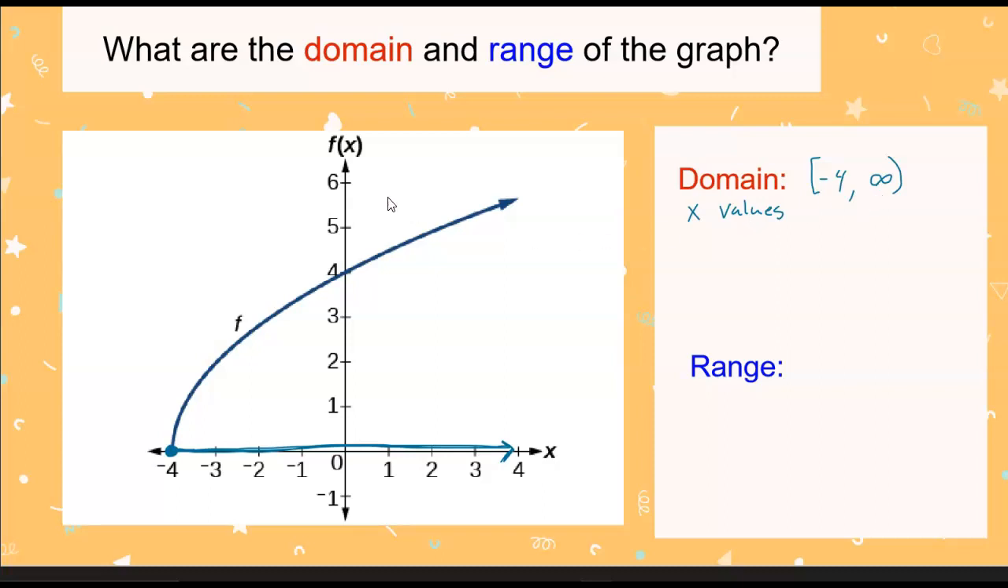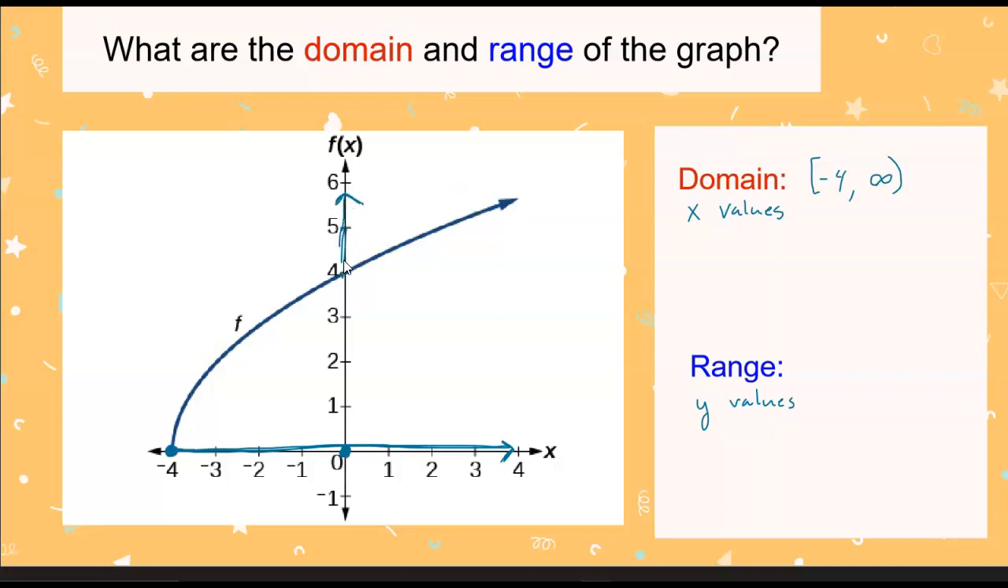Now how about our range? We're looking at y values for our range. Where on the y-axis does this function exist? It looks like our bottom value is 0. And then it goes up, up, up, and it has an arrow here, so it's still going up. It looks like it's going to the right faster, but it is going up forever. So that means we also have an arrow going up.